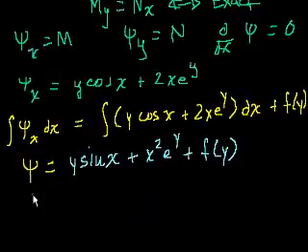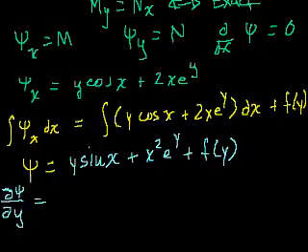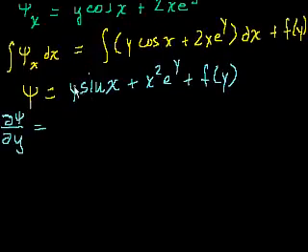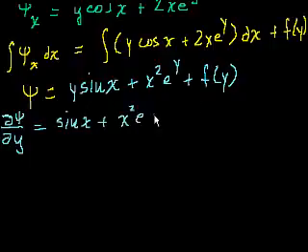So let's do that. I'll switch notation just to expose you to it. The partial of xi with respect to y is going to be equal to, so here, y sine of x, y is just y, so the derivative of this with respect to y is just sine of x, plus, derivative of e to the y is e to the y, x squared is just a constant, so it's just x squared e to the y, plus, what's the partial of f of y with respect to y? It's just going to be f prime of y.